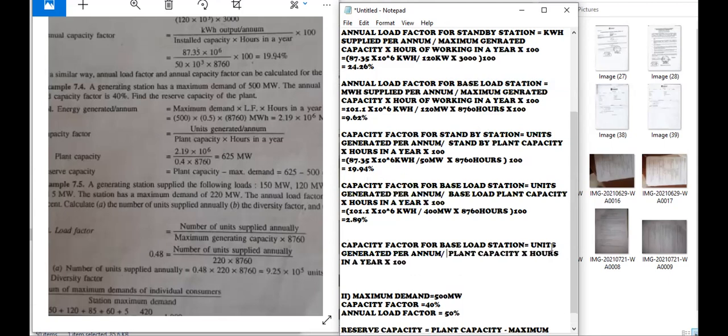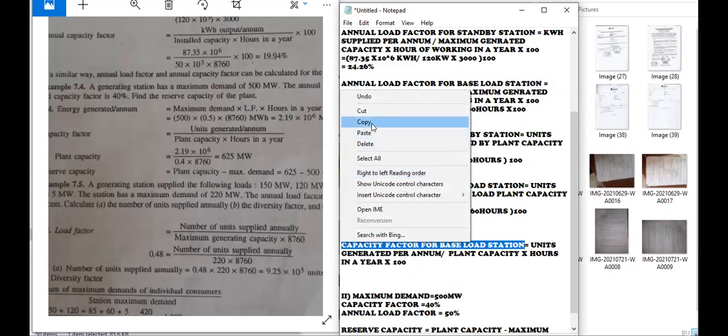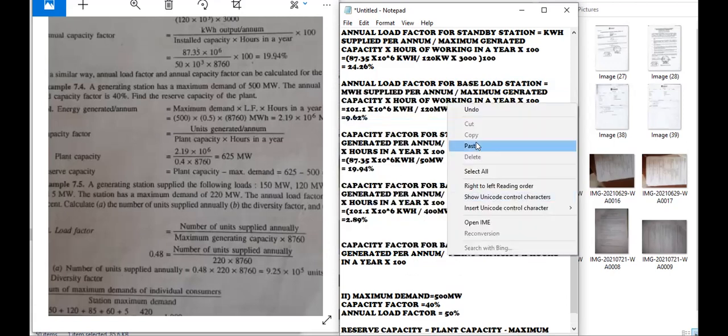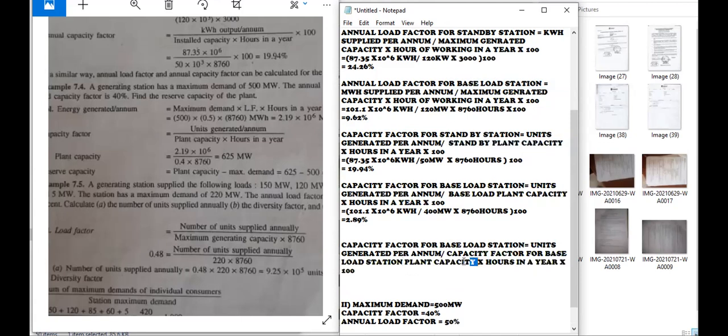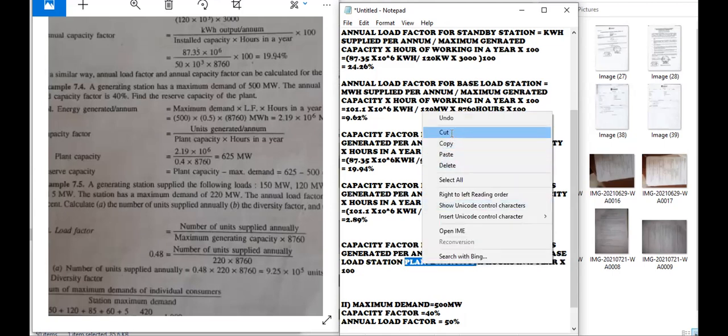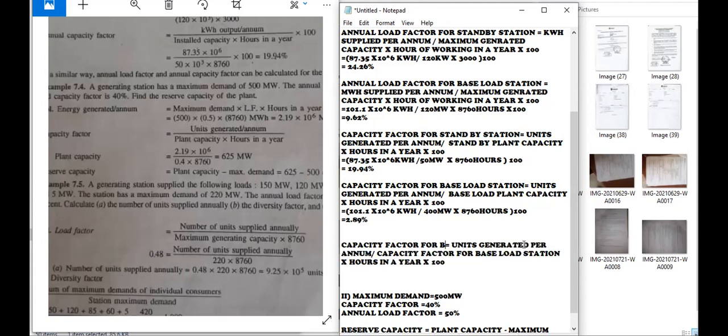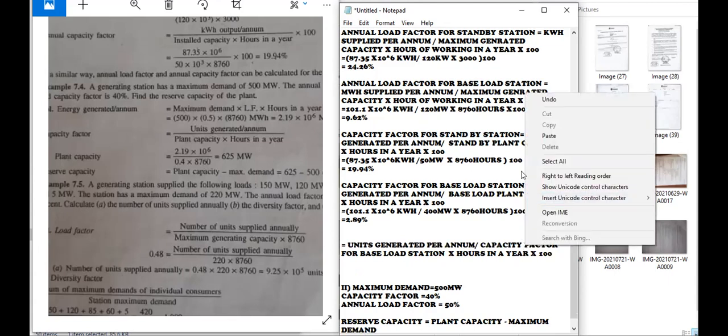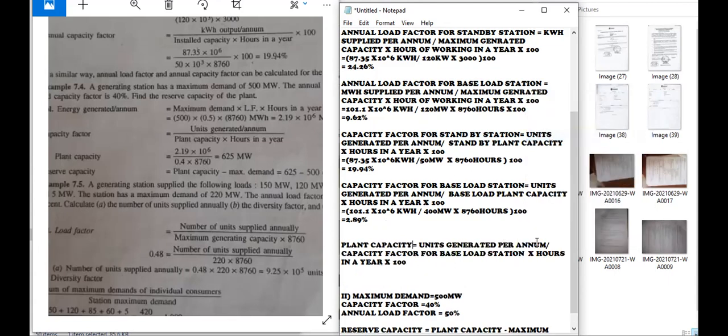Now, if you want to make this one the subject of the formula, how do we do that? Remember, this one is the denominator. So if you take this over here, it will be this place here. The one that is down, which is this plant capacity, will now go up. So we have our plant capacity equals to unit generated per annum divided by the capacity factor of the station.